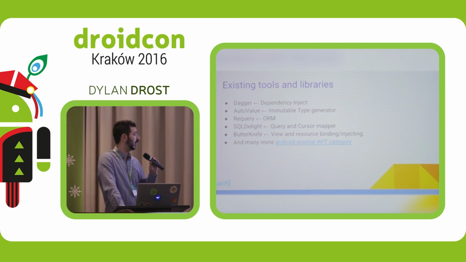You can also use something like SQLite, which is also a plugin by Square. It does the query and cursor mapping, so you only generate a model class and the mapping to that. It doesn't do any relational part. It's just pure SQLite and then generating the classes for you. There's also Butterknife, the library by Jake Wharton, which does the view and the resource binding. And there are still many more you can find on Android Arsenal.